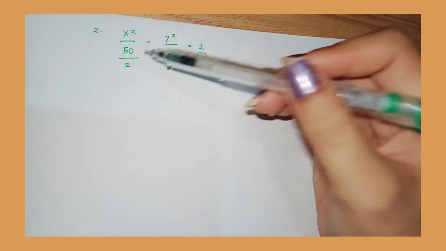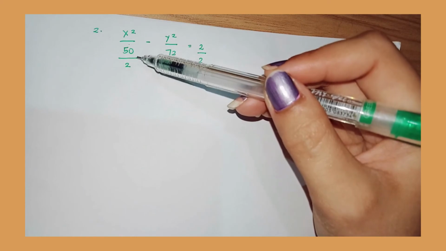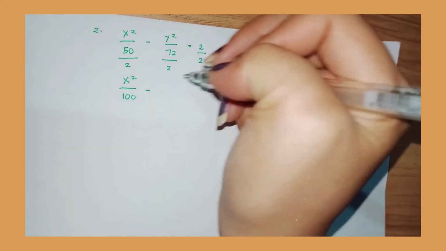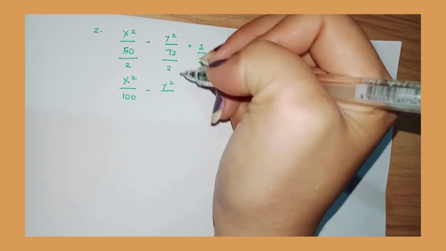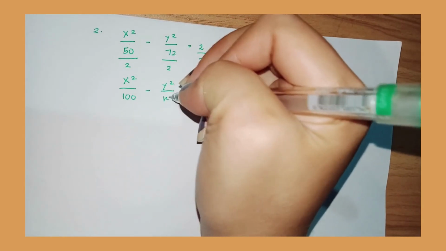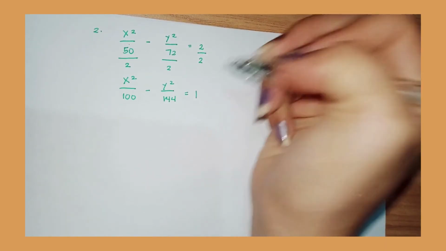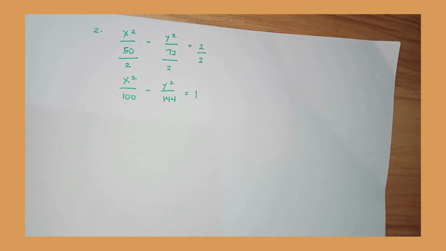Kung mapapansin nyo, double fraction tayo. So, kapag ganito, mumultiply lang natin yung dalawang nasa ibaba. So, this will be x squared over 100 minus y squared over 72 times 2, that is 144, is equal to 2 divided by 2, that is 1. Dahil ganito na yung ating given, pwede na nating hanapin si A, B, and C, and also the center.